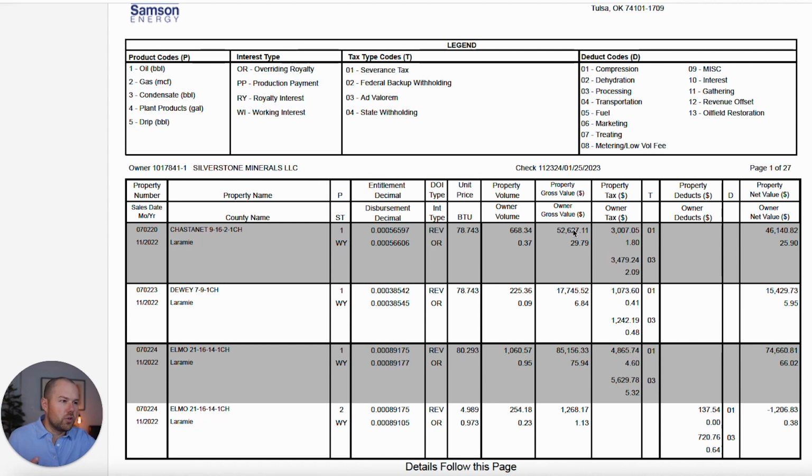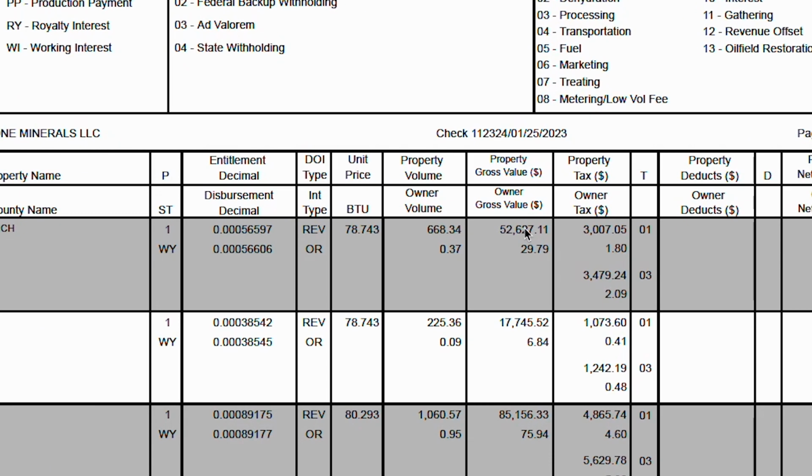Okay, so after volumes, we talk about gross and net values, and it's a similar type of equation, right? So this property generated total gross value $52,627, right? Now, how do we get that? We multiply the total gross volume by the price is going to give you this gross value. So how do we get my share of that gross value? Well, what we're going to do is we'll multiply that 52,627 times my decimal interest, and that's going to give you this $29.79 right here.